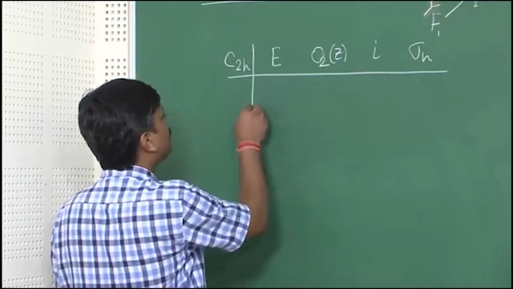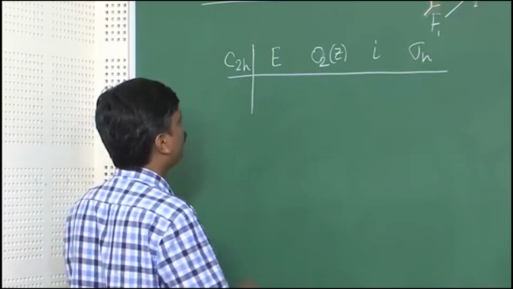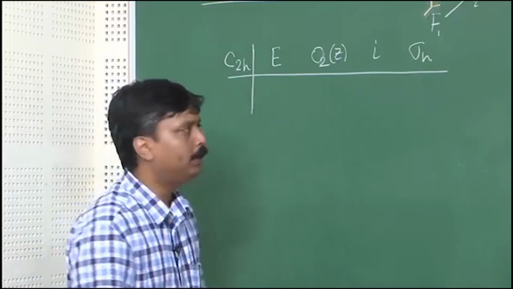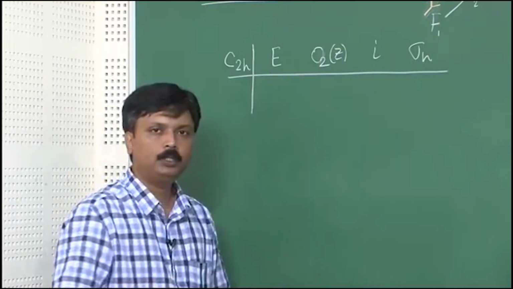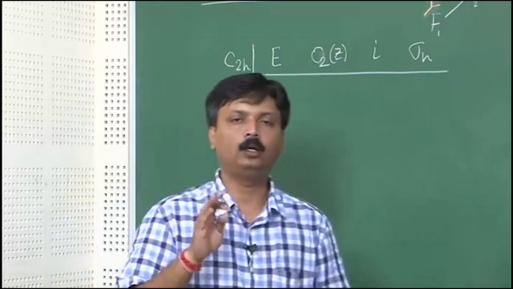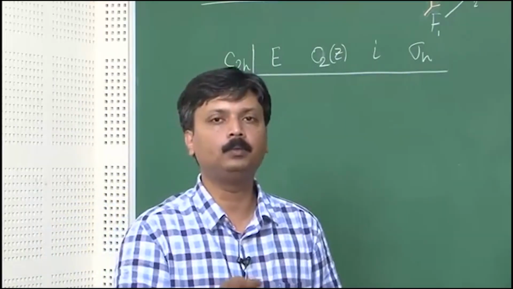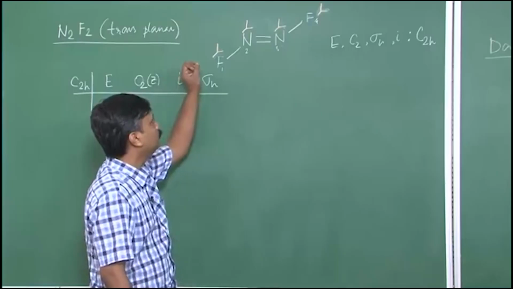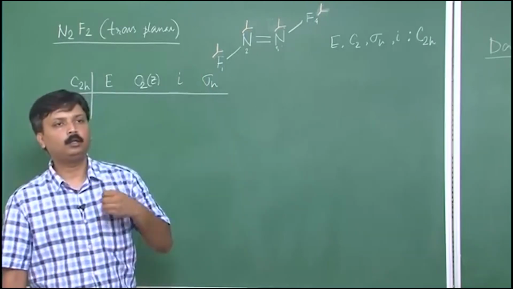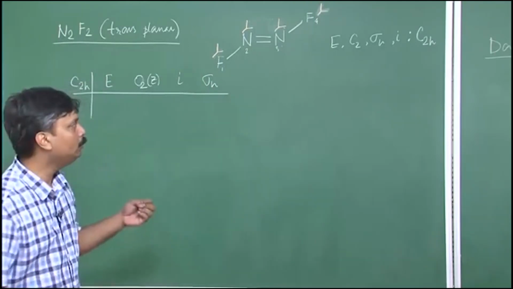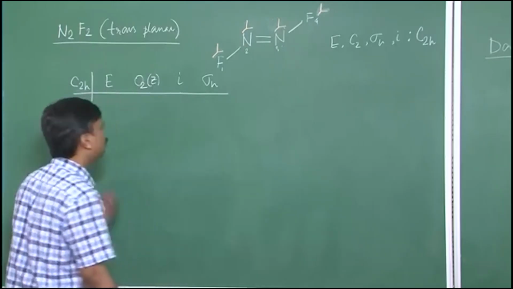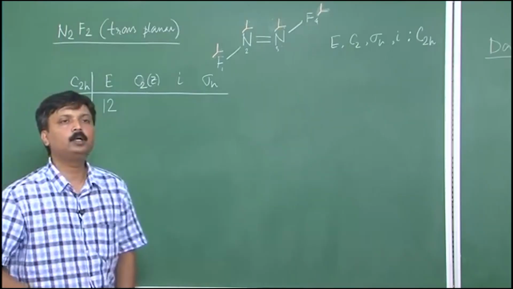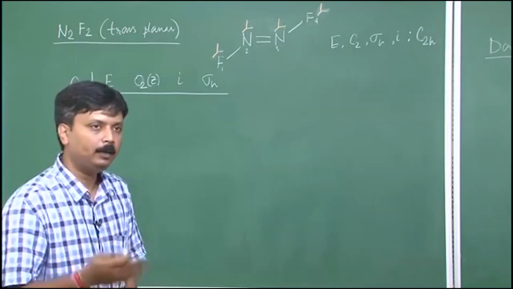So I have to find out what are the characters of my representation. The identity operation will not change any of the atomic positions, so all the basis functions will also remain identical and contribute to the diagonal. Therefore, a total of 12 basis functions will contribute 12 to the overall diagonal, and thereby to the character.